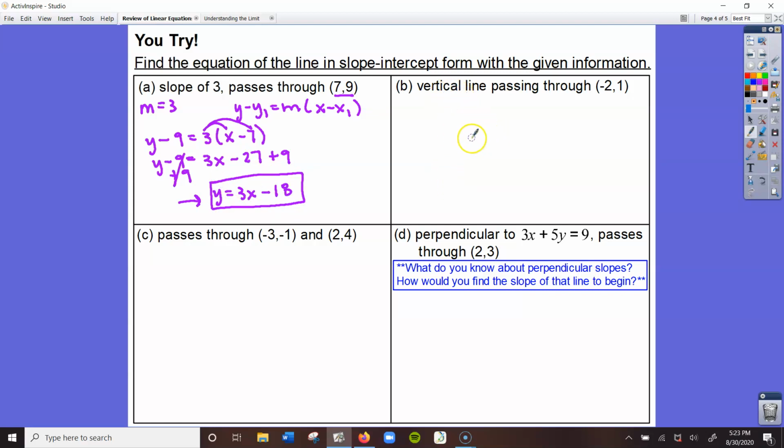Moving along to part B, a vertical line that is passing through the point -2, 1. Remember, vertical lines, that is where your x value never changes. All vertical lines are written as x is equal to some constant. So for this particular line, we have a coordinate. I have to look at what the x value is since it is vertical. Since it is -2, that means that the equation of my line is x equals -2.